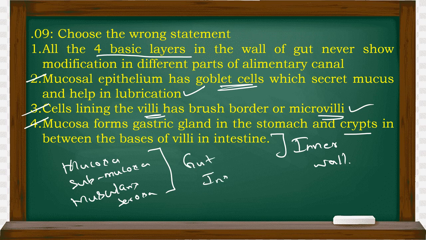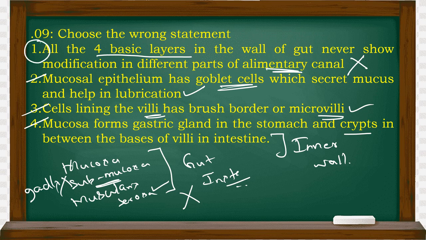and in the intestinal region, they are completely different. In some regions where the blood connections are more required, the serosa will be dense, whereas in some regions the serosa will be lighter in nature, and sometimes the submucosa will have glands associated with it, and sometimes the glands are not seen. So the four layers, mucosa, submucosa, muscularis and serosa, are not the same throughout the alimentary canal. They change depending upon the organ and its function in the body. So the first option, which says all four basic layers in the wall of the gut never show modification in different parts of the alimentary canal, is the wrong option. The correct answer is that they show modification and it differs among organs in the alimentary canal.